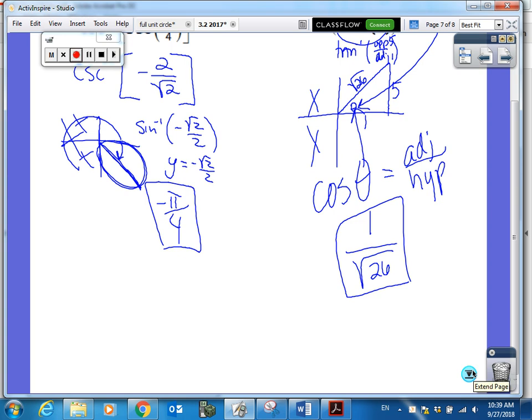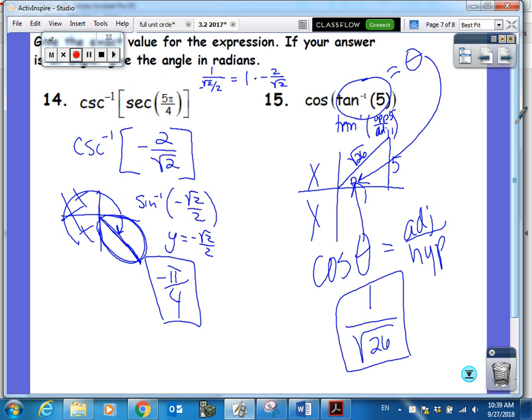You don't like that radical in the denominator? Root 26 over 26 is fine. Did you know that the triangle was in quadrant 1? Because of the positive. Because inverse tangent is either 1 or 4. So if we made that a -5, all that would do is flip it down here. Would that have changed our answer at all? No, because we're still doing adjacent, which is 1 over root 26, so it wouldn't have changed it.